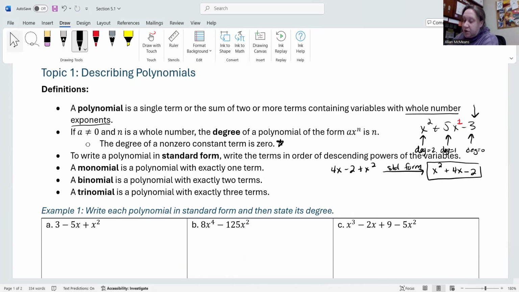Now, the three definitions that you might remember from previous math classes: a monomial is a polynomial that has exactly one term.